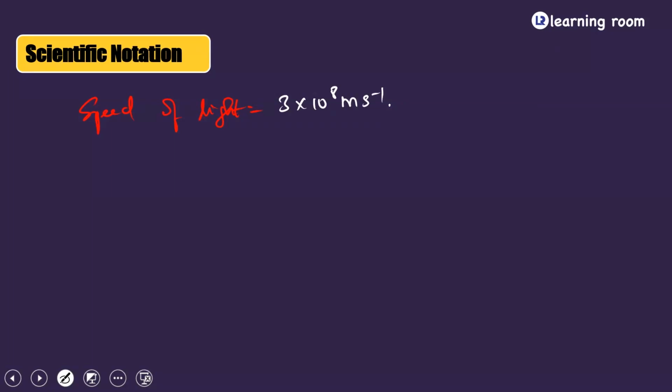So 3,000,000,000, correct or not? Yes or no? As Ananya asked some time before, why can't I write 30 into 10 power 7 as well? In another place, how would they write it? They could also write 0.3 into 10 power 9. You understand what I am trying to say? So they can write it in any way possible.